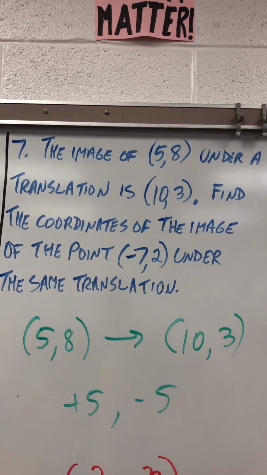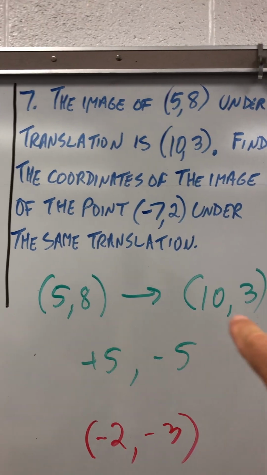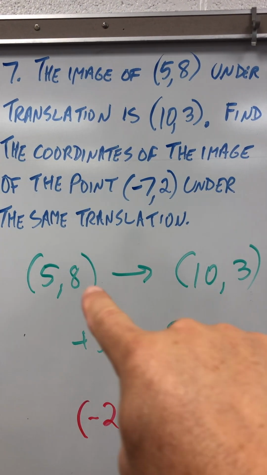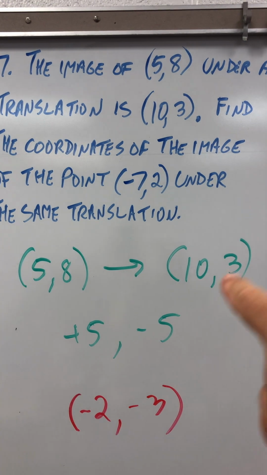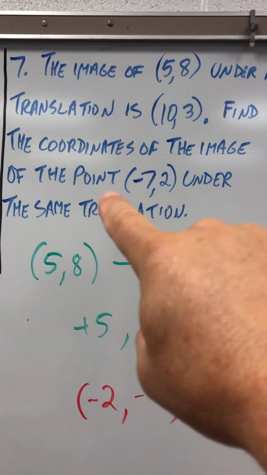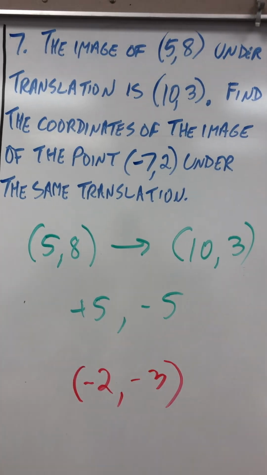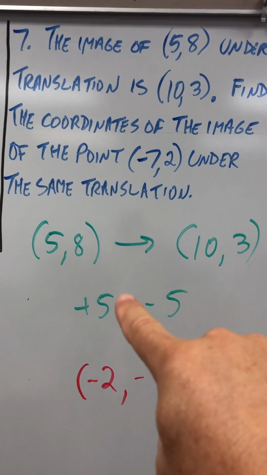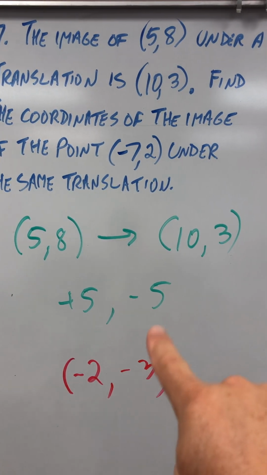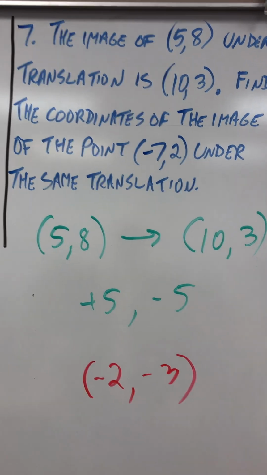5, 8 under a translation is 10, 3. So how do you get from 5, 8 to 10, 3? 5 plus 5 is 10. 8 minus 5 is 3. So find the coordinates of the image of the point negative 7, 2 under the same translation. What's negative 7 plus 5? Negative 2. What's 2 minus 5? Negative 3. There you go.